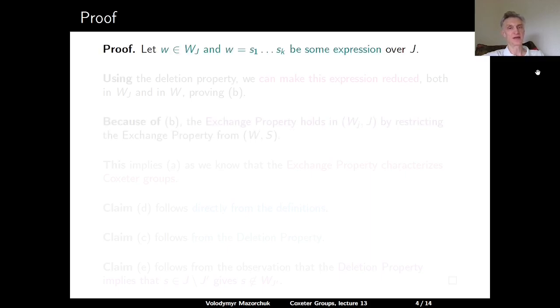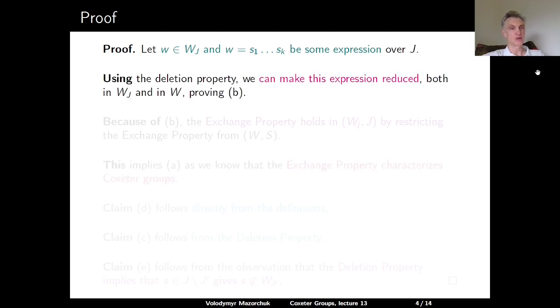Let w be an element in our parabolic subgroup W_J, and let s1, s2, and so on up to sk be an expression of w over J. So using the deletion property, we can make this expression reduced, and then it will be reduced both in W and in W_J, and it will be the same expression. And this proves claim B, that the lengths with respect to W and W_J are the same.